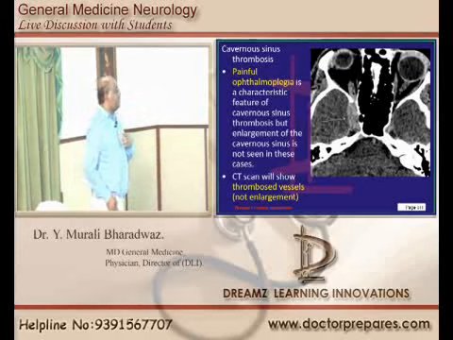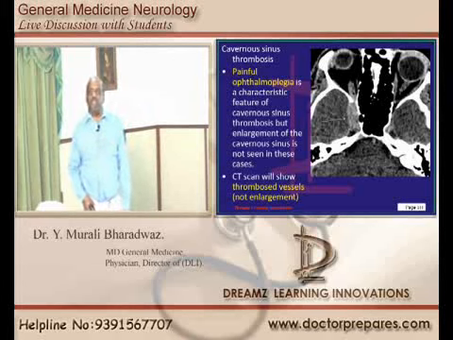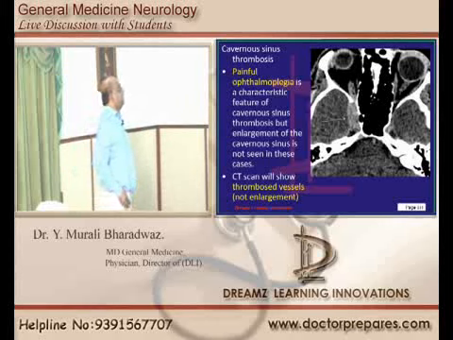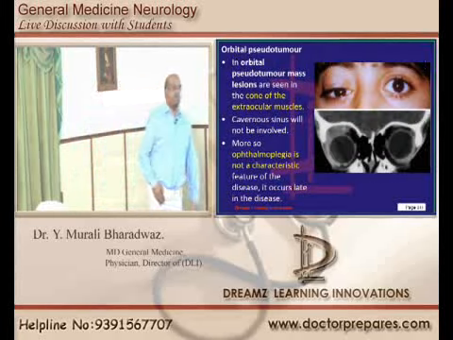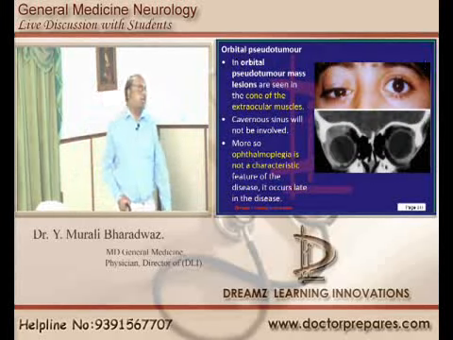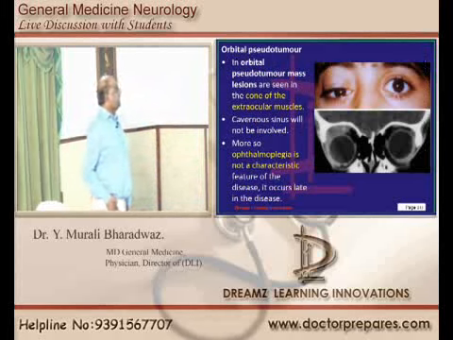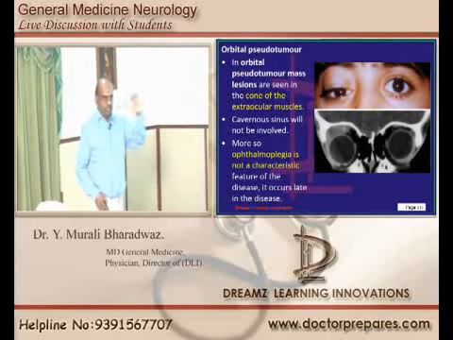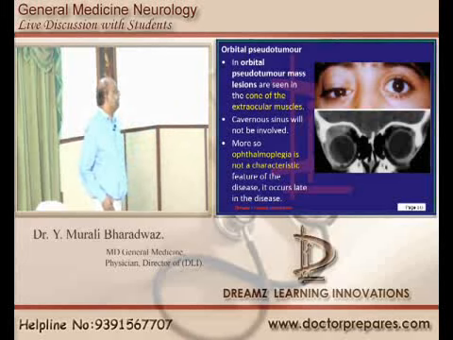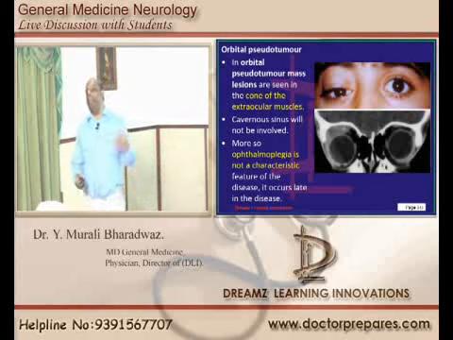So that is the reason: what you have is a thrombosed vessel but not an enlargement of the cavernous sinus in case of cavernous sinus thrombosis. So it is unlikely. Then can it be orbital pseudotumor? What is this? Basically there is a mass in the cone of the extraocular muscles. You have the superior oblique, inferior oblique, all of them form a cone, no? There, and the cavernous sinus won't be involved at all.